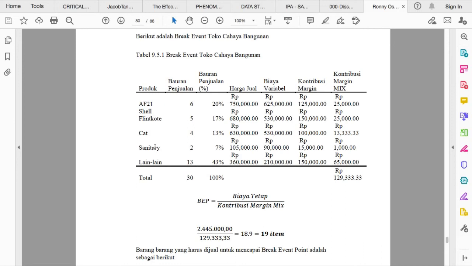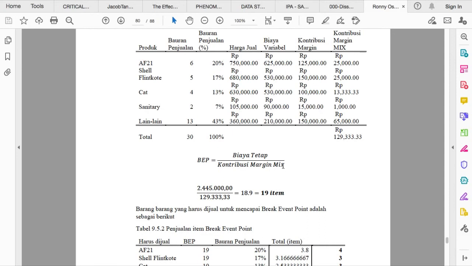Now, if you take a look at the contribution margin mix right there, he got this number, 129,333.33, which he put in the contribution margin mix at the denominator. And his fixed cost per month is 2,445,000. This is the fixed cost, and this is the contribution margin. So by rounding off, he got 19 items that he has to sell per month.